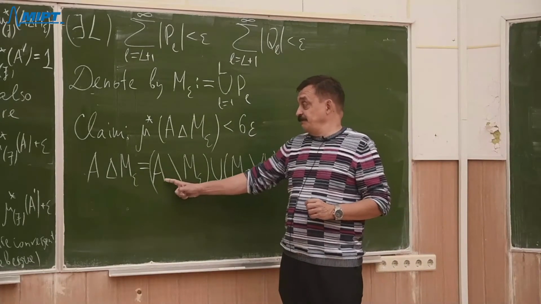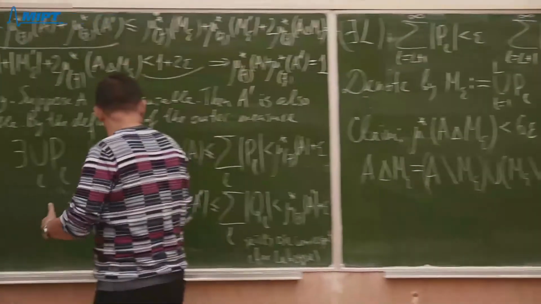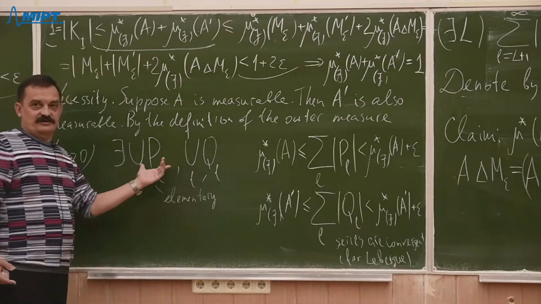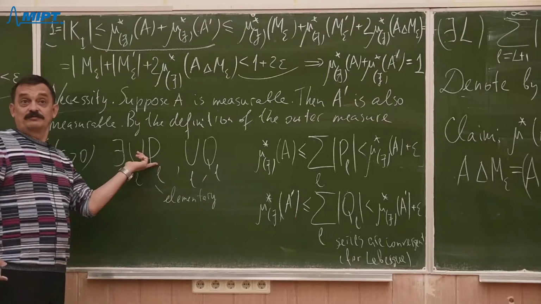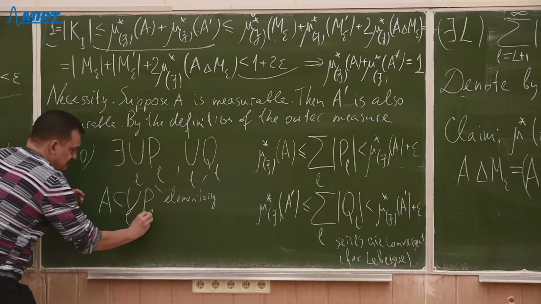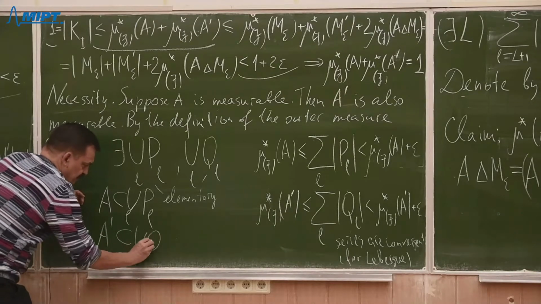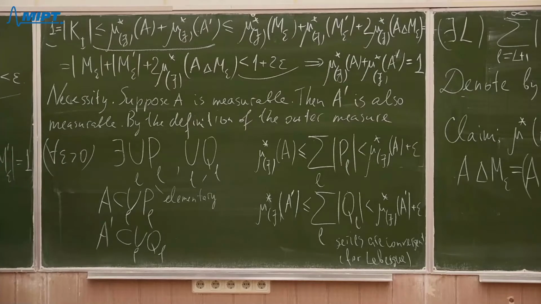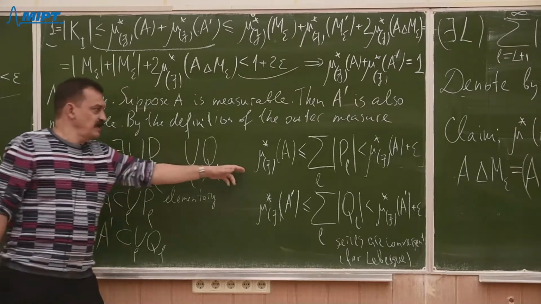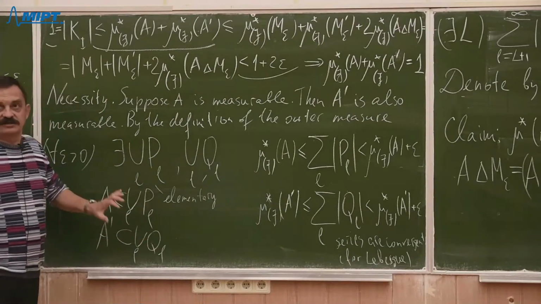Look, the first part is easier. Why? Because, remember, I forgot to mention it here, the main property of those covariants. I said these are covariants. What do covariants mean? A is a subset of the union, and A prime is a subset of the union. So according to the definition, outer measure is the infimum of those sums over all such covariants.